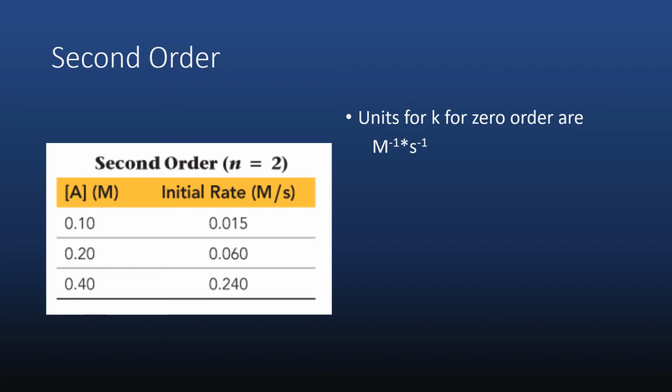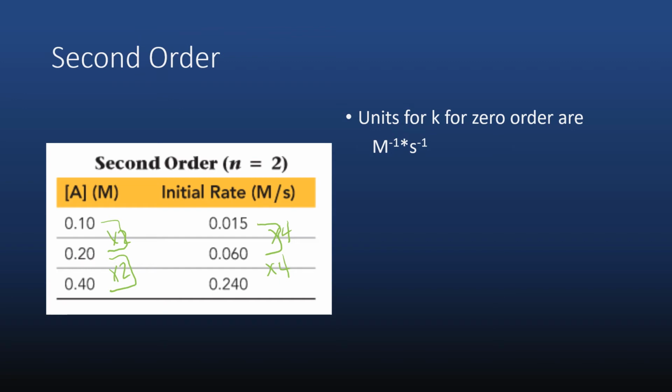Okay, so when we look at second order, if we double our concentration, then our initial rate goes up times 4. So this was doubled, it went up by 2. This went up by 4. We doubled our concentration from 20 to 40, times 2. So this goes up times 4, from 60 to 240.